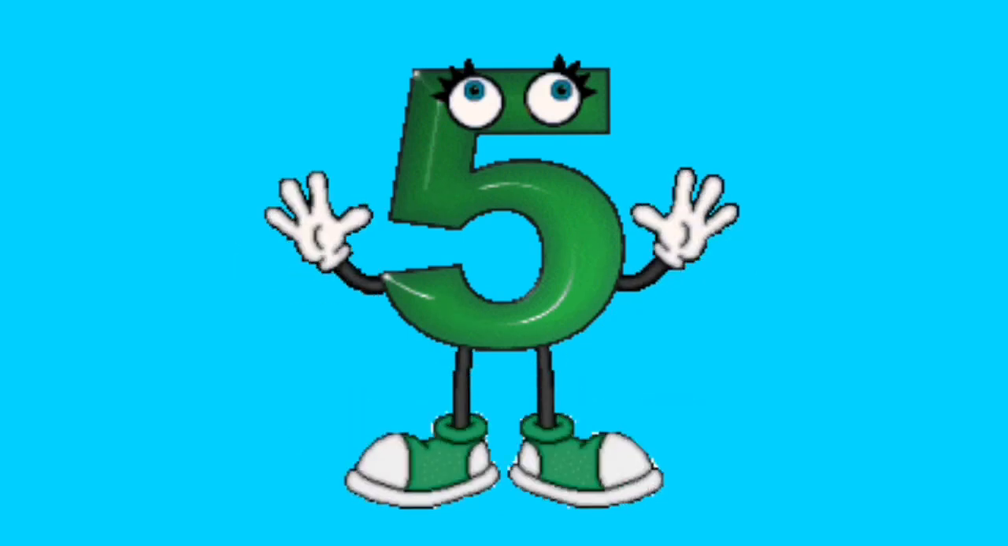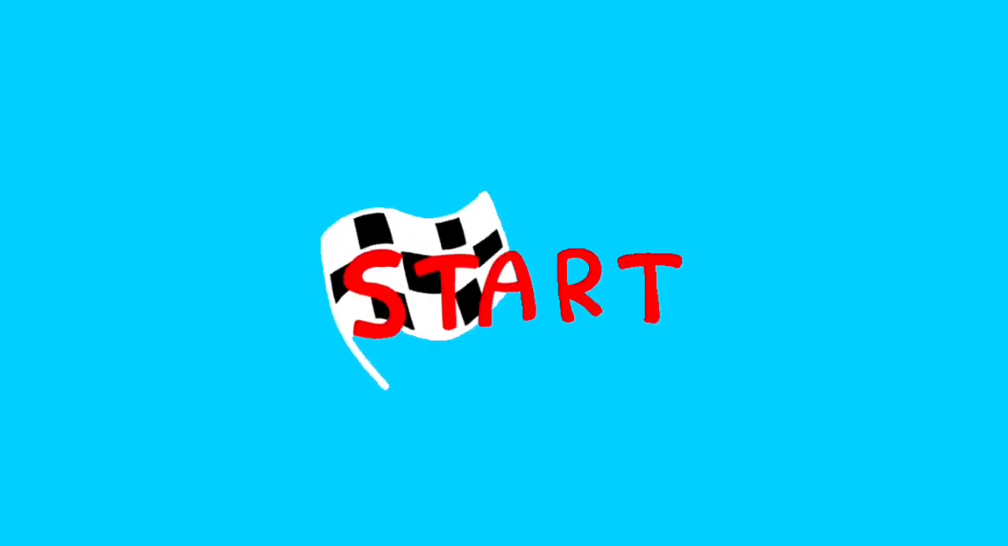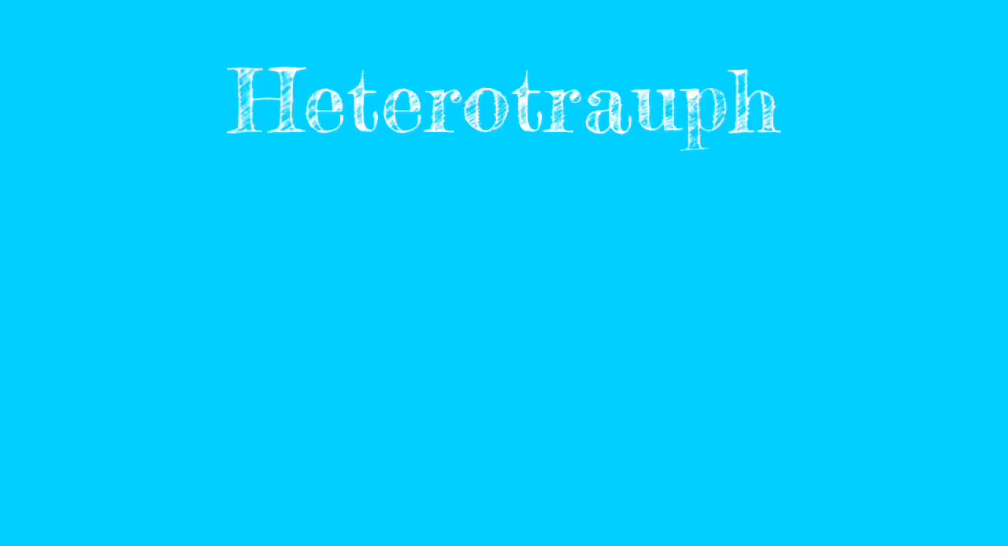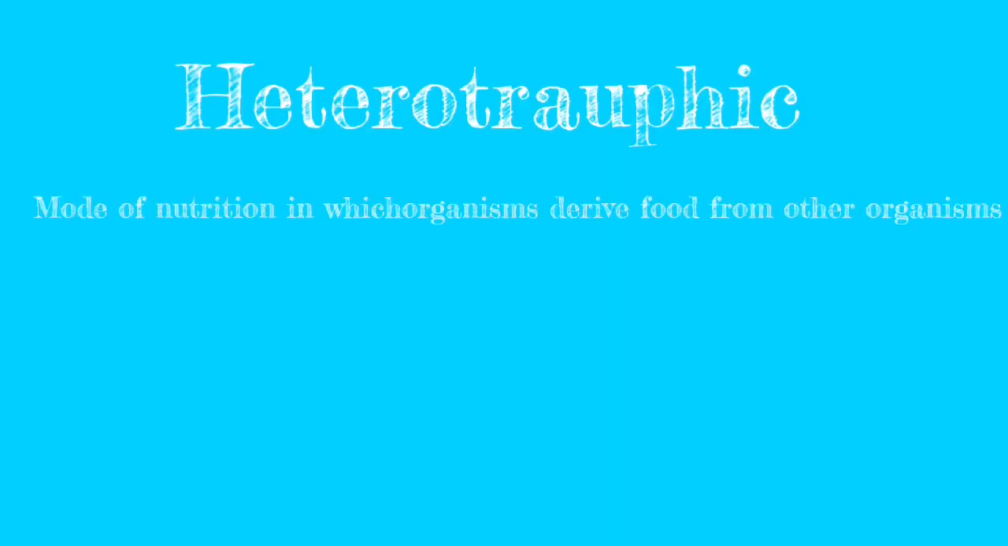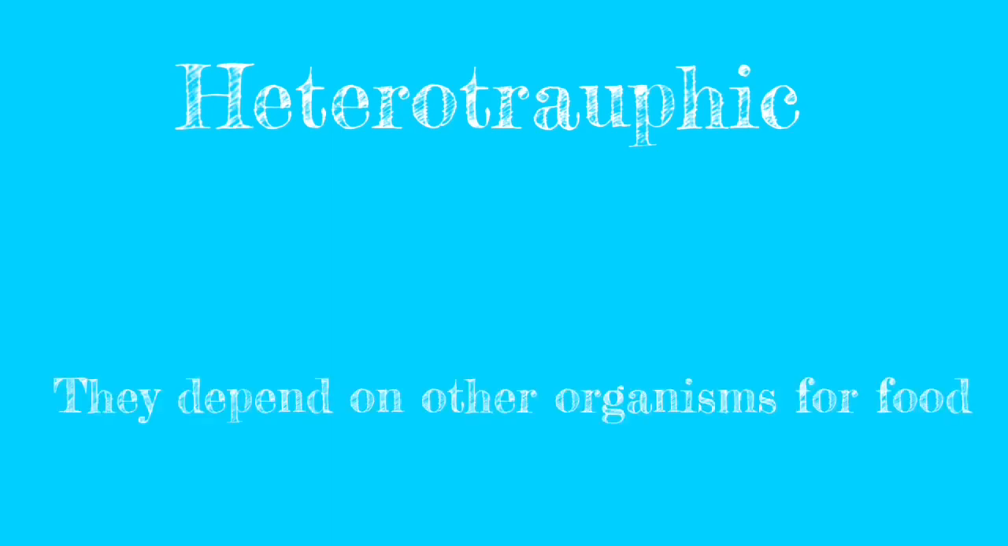Alright. So now moving on, in the beginning of the video, I told you that there were two important definitions. I said one was autotroph and the other was heterotroph. But what does heterotroph mean? Looking into the dictionary, heterotrophic is the mode of nutrition in which organisms derive their food from other organisms, meaning they depend on other organisms for food.